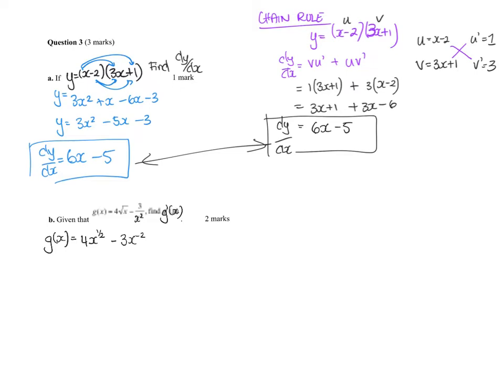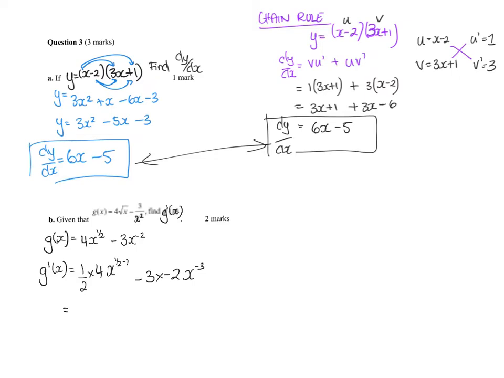Okay? That makes my life a lot easier to find the derivative because it is a half times 4, and then you minus 1 from the power. Then it'd be minus 3 times negative 2 and x, and you'd minus 1 there, which becomes that.